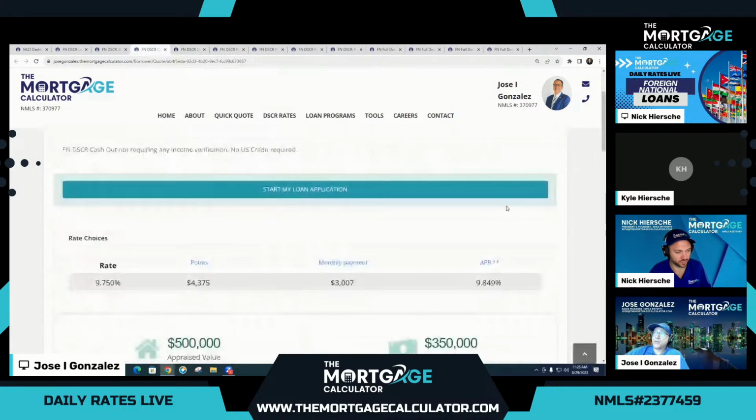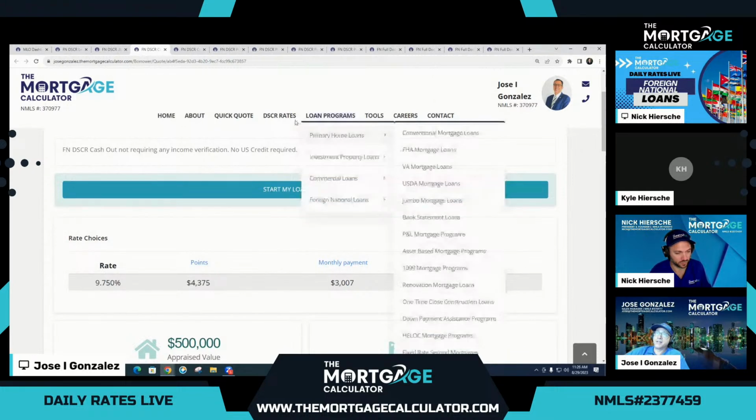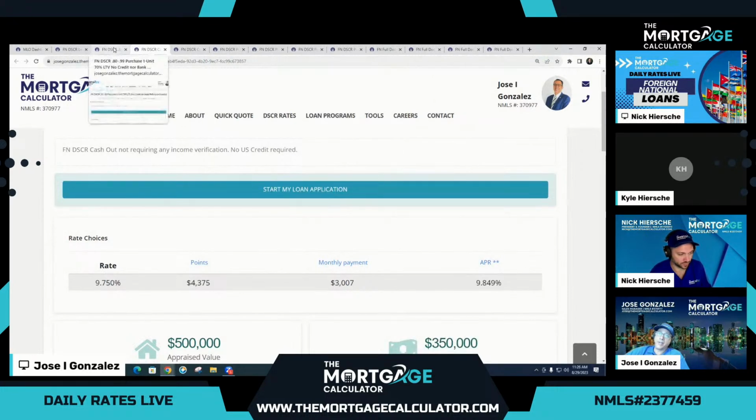This one is the no credit reference option. You're looking at 9.75 with about 1.5 points right there. And again, we do have par options and all the way down to 3 points. I picked the one right in the middle.